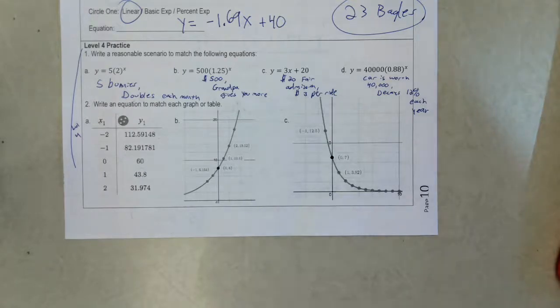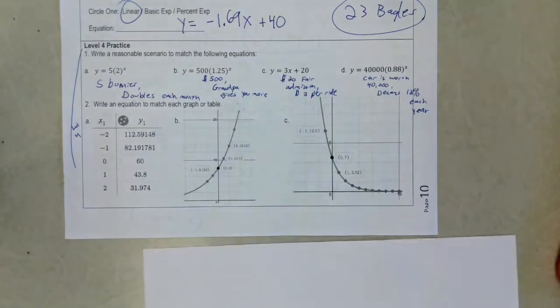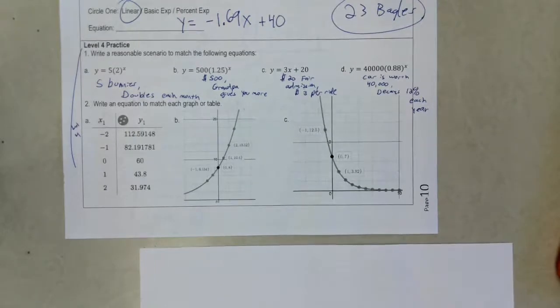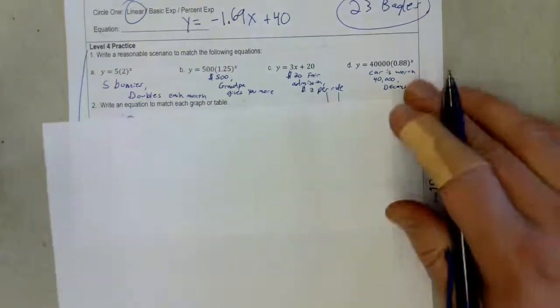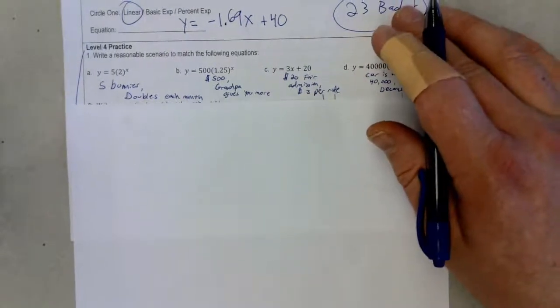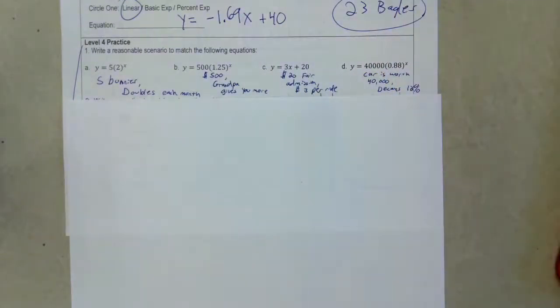So I did kind of start this already. Here, level 4 practice. This is on page 10, lesson 3, level 4 practice. Write a reasonable scenario to match the following equations. Now, reasonable, right? So I just wrote down something here, and you're going to have more room. I ran out of room.